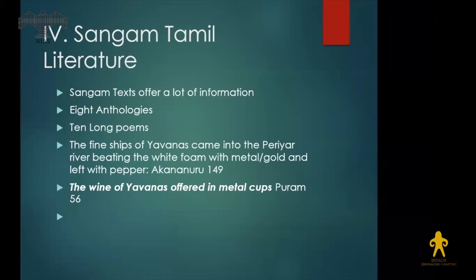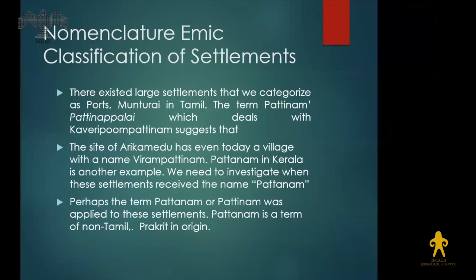Yavanar thanda vinaimaan nankalam, ponnodu vandu kariyodu payarum, valam kezhu Muciri. This term valam is very important. And also the wine of Yavanas offered in metal cups to the Pandyan king is spoken of in Purananuru 56.